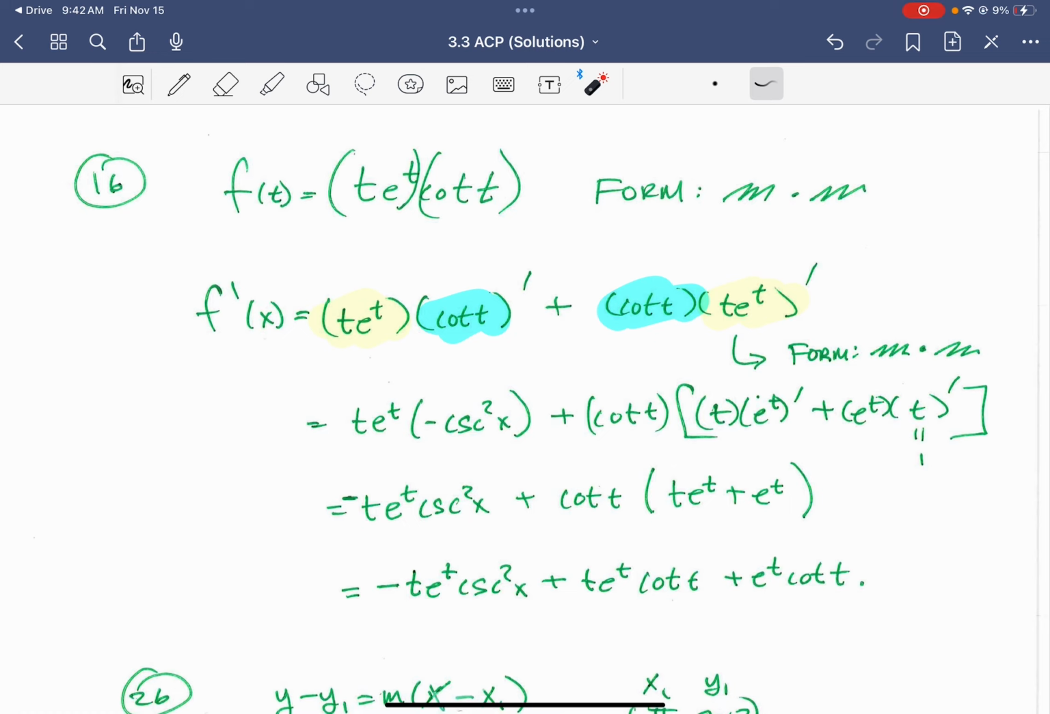And so now the derivative of cotangent is negative cosecant squared. Then I have a derivative inside here. Its form is stuff times stuff. So its derivative is going to be inside of here: first derivative second plus second derivative of first.